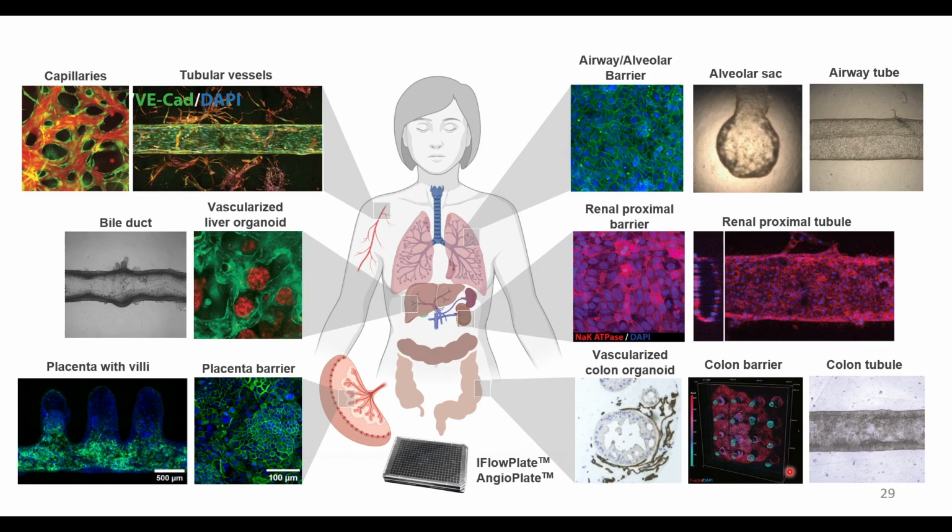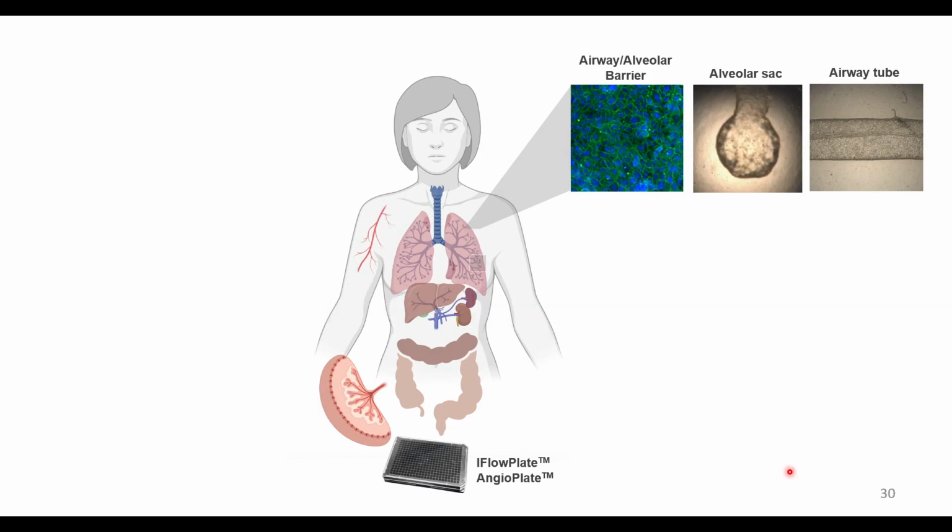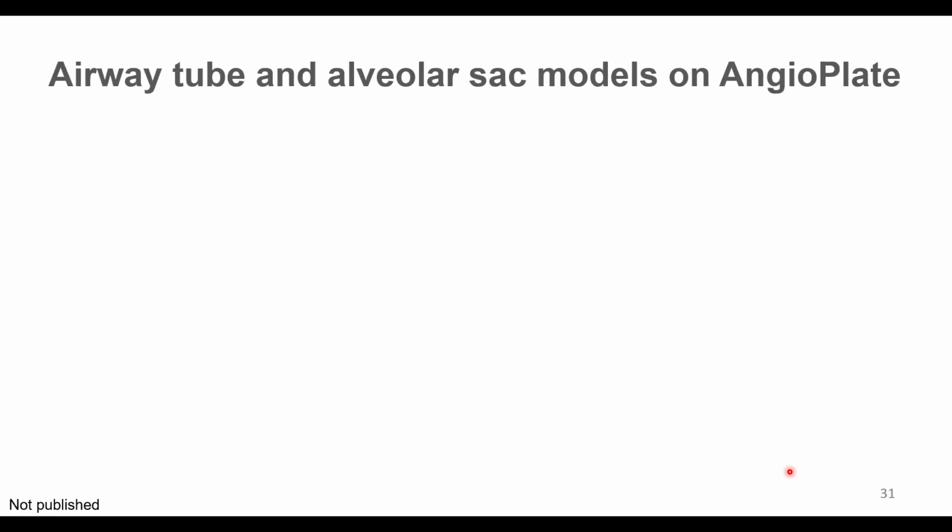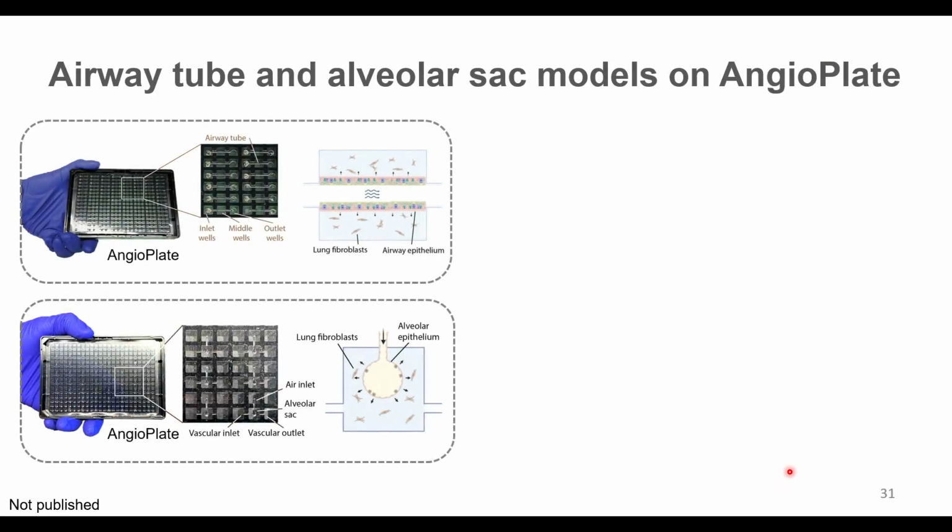So now I'm going to use the last few minutes of my time just to talk a little bit about our lung model. Using the angio plate, we wanted to create an airway tube model and an alveolar sac model. The angio plate is the device that contains this patterned sacrificial material. By controlling the structure of that sacrificial material, we can create different patterns and control the structure of the tissue inside the well.